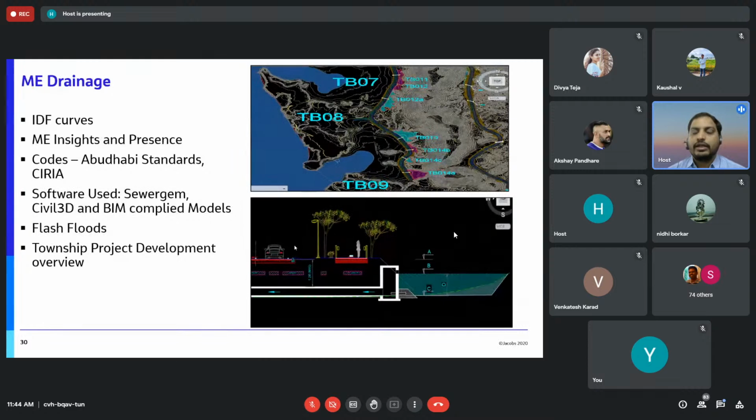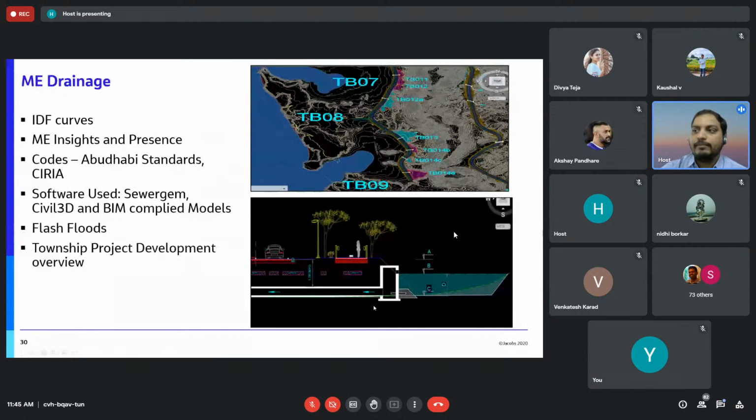So the second picture you can see, this is one typical cross section of a road, and you can see that there is one pond we have given, and the pond, when it gets oversized, it will go into the culvert, and it will discharge at the outfall location. This is a control measure we are adopting in the Middle East region, so that when there is a flash flood, it will not affect our road embankment, and the road will not get flooded or destroyed.